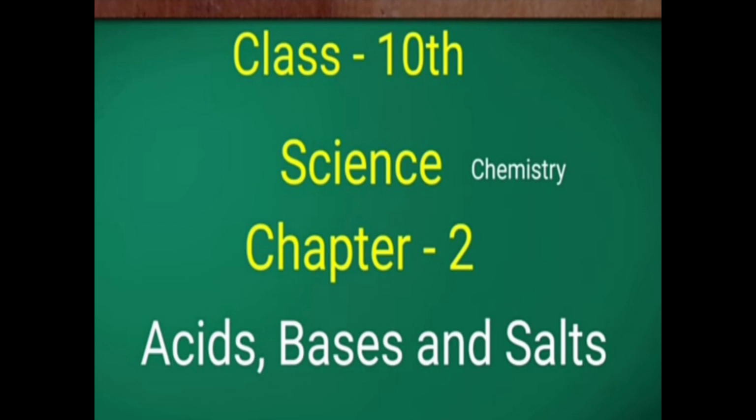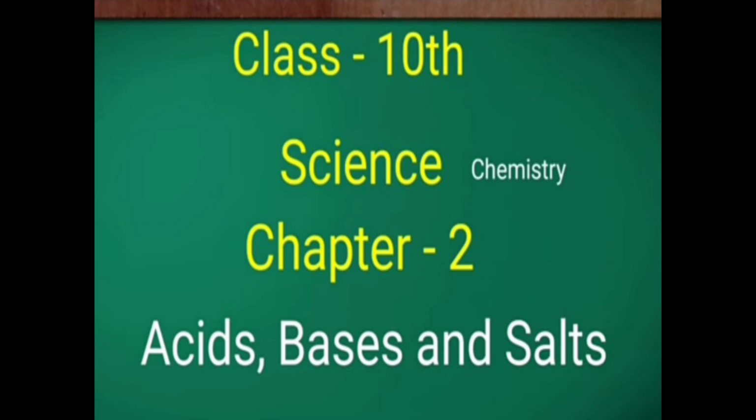In the last session we studied the basic properties of acids and bases. We studied the introduction of indicators. Then we studied the chemical properties of acids and bases. I hope you were clear with the last session.